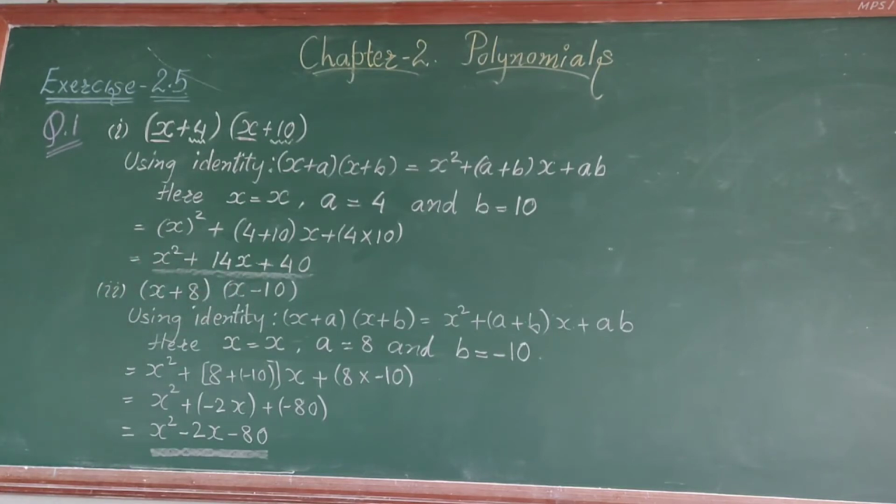Here, the sign makes a lot of difference. So you have to take care of the sign, because our identity signs are plus only. So if the identity has the minus sign, it means the given term is minus. So here a is plus 8 and b is minus 10. Now inserting the values in the identity, we get x² + (8 + (−10))x + 8 × (−10).